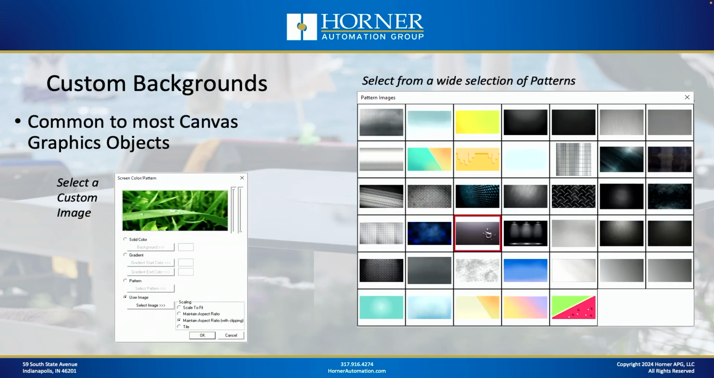And then, as we mentioned last week, and we'll mention it again this week, just about every Canvas graphics object has the ability to have a custom background. So if you're looking for a brushed aluminum pattern, or some sort of crosshatch steel plate type pattern, or just more of a unique look, you've got maybe 20 or 30 different custom background patterns that you can choose from on just about every Canvas object.